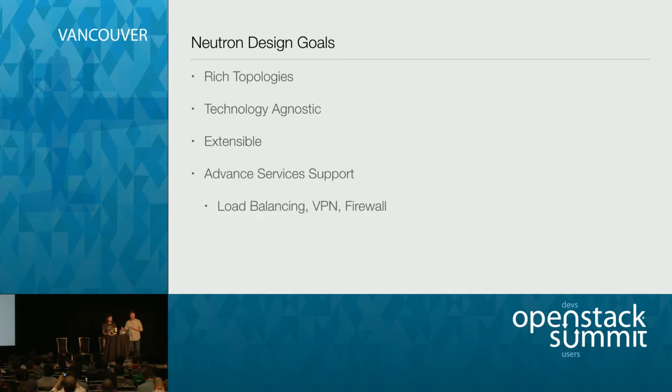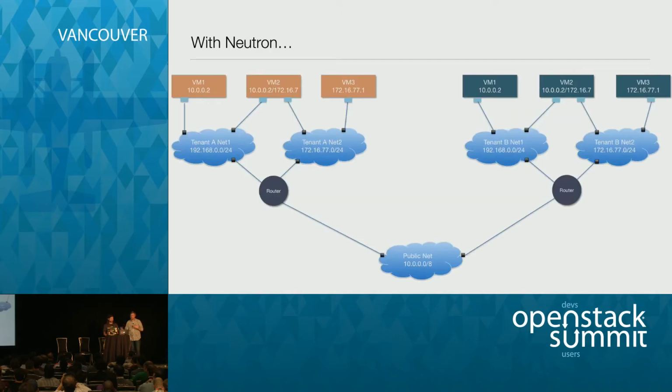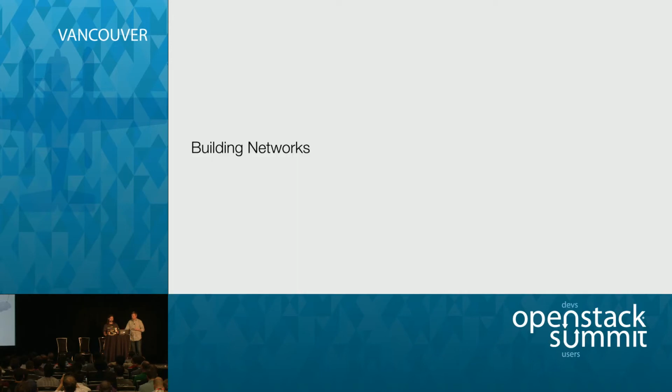Support advanced services: load balancing, VPN, firewall. And remember, the APIs are generic. The cool thing about hierarchical port binding is that from the user's perspective, they still see the compute API, the network API, and the storage API. So with Neutron, we can create the basic topology and really create rich topologies within OpenStack. So this is the recap of Neutron.